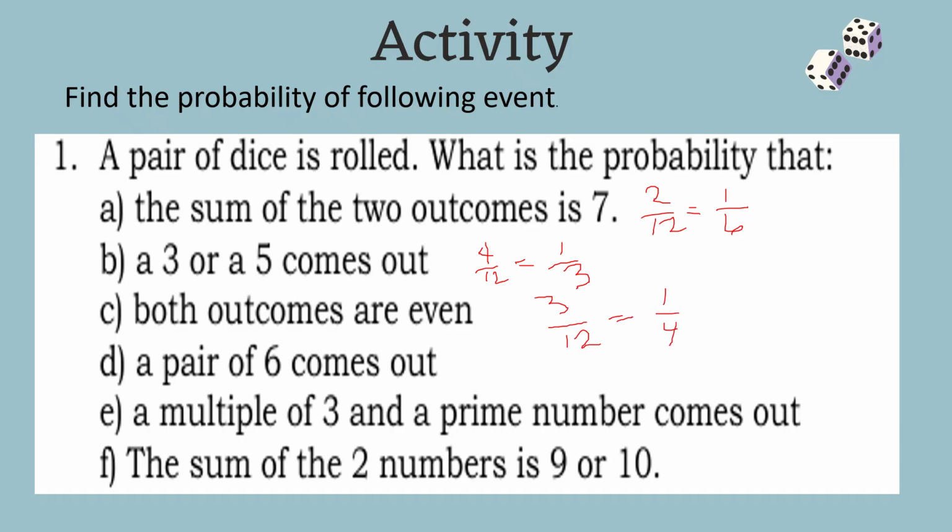And then, a pair of 6 comes out. So a pair of 6 is about 1 over 36, because 6 times 6 is 36. And for letter E, a multiple of 3 and a prime number comes out. The multiples of 3 are 3 and 6, and the prime numbers are 1, 2, 3.